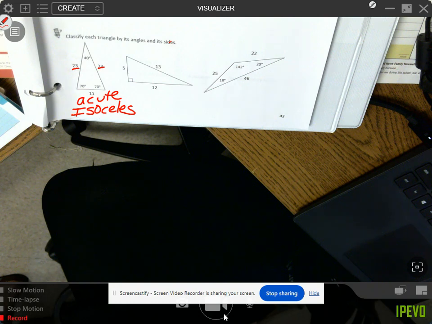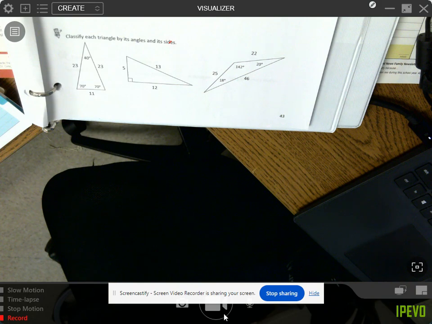Okay, so you have to put both, because it says classify by both angles and sides. We need to write both, the angle name and the side name. Could it be three of them? No. Because you can't be an acute triangle and an obtuse triangle. You're right. It could be acute and equiangular. Yeah, we don't have that on here. But that's the only time that you would be able to put two names.